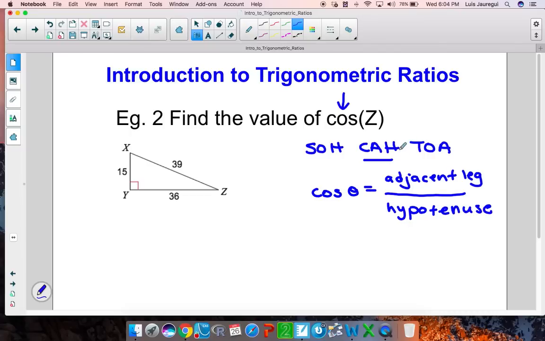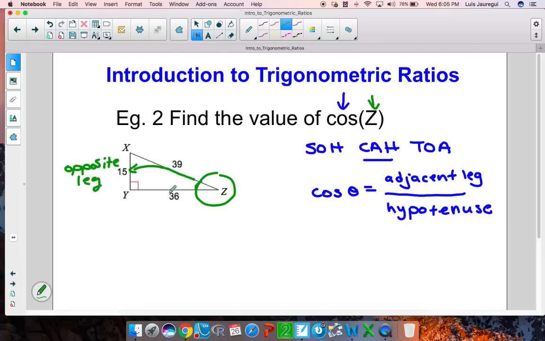Now, in this case, again, I will pay close attention to the angle of interest, which is Z. So let me go ahead and find angle Z here. I'm going to circle that angle. And based on that, I'm going to label the opposite leg. Here, my opposite leg happens to be segment XY.